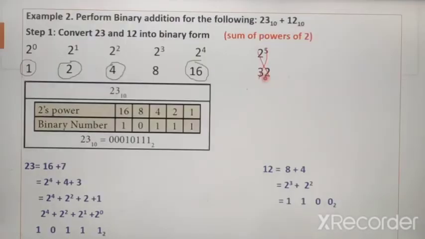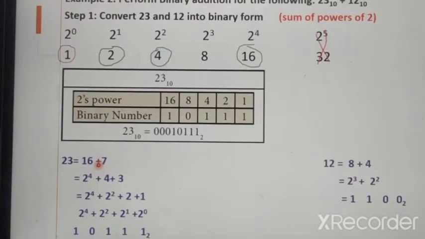Here our first closest greatest power of 2 is 2 to the power 4, which is 16, that is written here. Our next power of 2 is 2 to the power 5, that is 32. But it is greater than 23, so no need to consider this value. Then we have to split the given decimal number in powers of 2. So this 23 we have divided into 16 plus 7. This 16 we can write as 2 to the power 4.